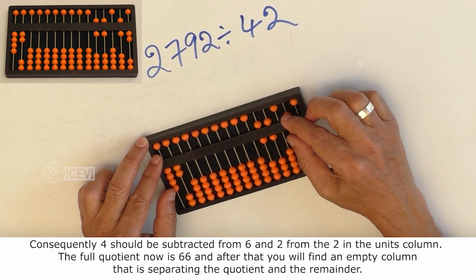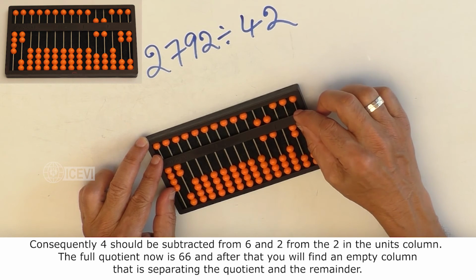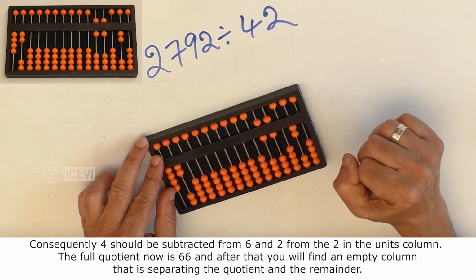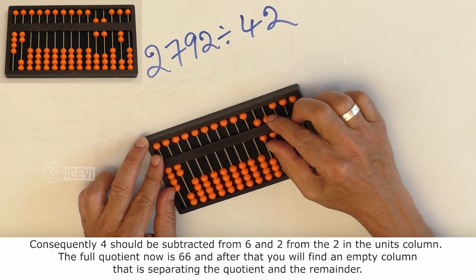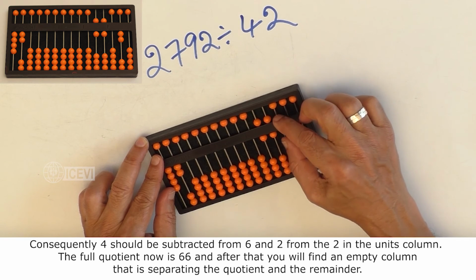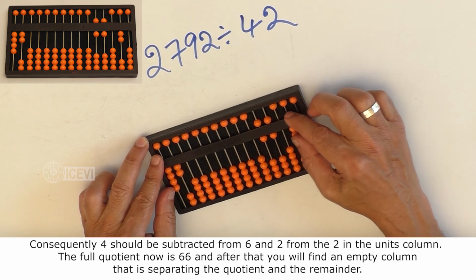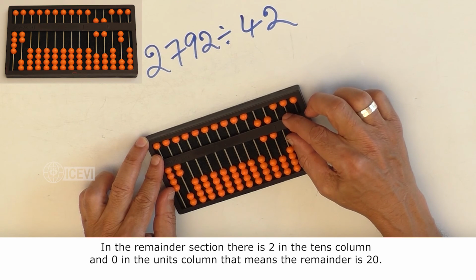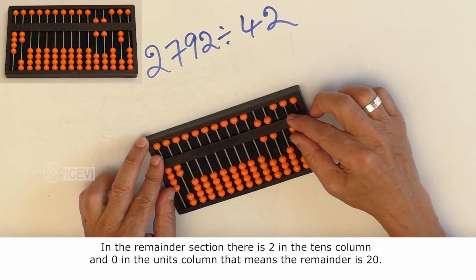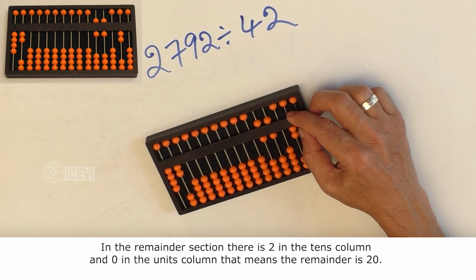Consequently, 4 should be subtracted from 6 and 2 should be subtracted in the units column. The full quotient now is 66, and after that you will find an empty column that is separating the quotient and the remainder. In the remainder section, there is 2 in the tens column and 0 in the units column. That means the remainder is 20.